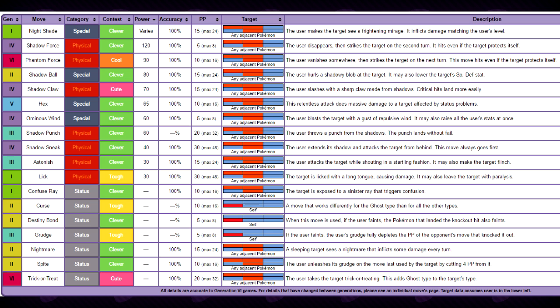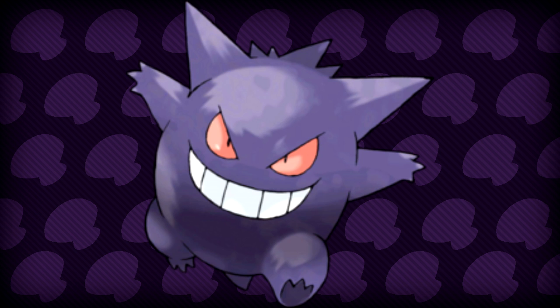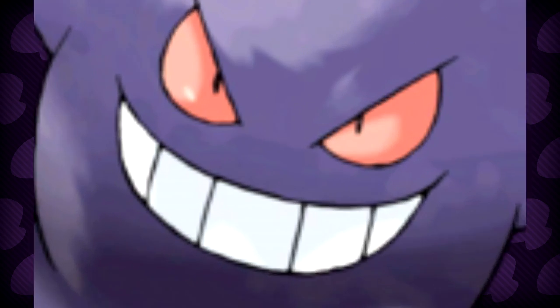Well, we'll definitely fix it later, but let's delve into this topic some more. I referenced there being no physical presence with ghost types earlier, and this is probably why. Shadow Claw is the strongest physical ghost attack at 70 base power. Now you see why everyone rolls with Gengar, and not just because of that smile.